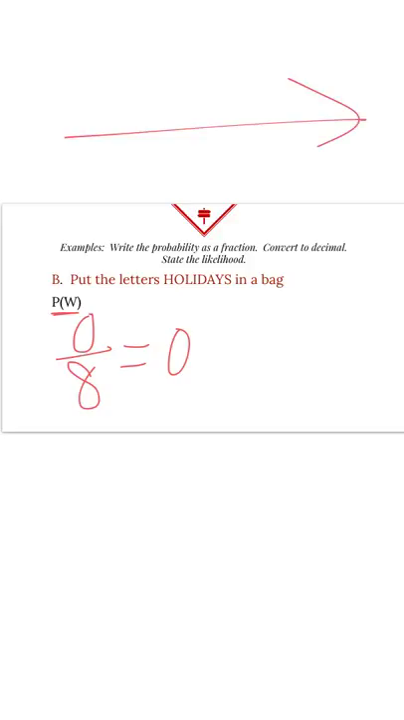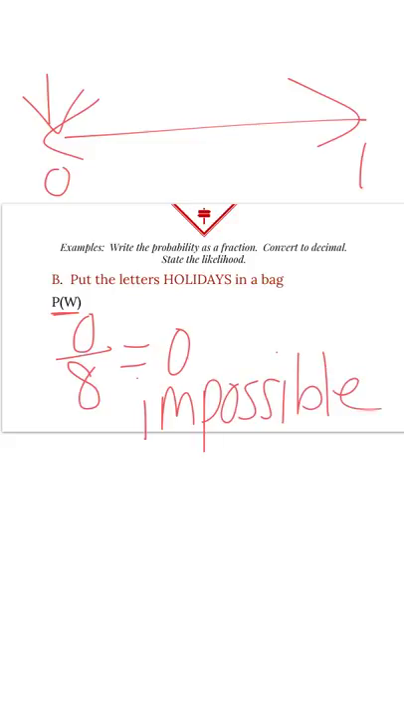Now for the probability of pulling out a W. Remember, you start with the fraction. Total number of letters was 8. When you count up the W's, you see there is absolutely none. So there's 0 on the top of the fraction. When you convert this into a decimal, it actually is 0. So when you look at your number line, remembering that 0 is on the left and 1 is on the right, 0 is not only unlikely, it is absolutely impossible. You will never be able to pull out a W out of that bag.